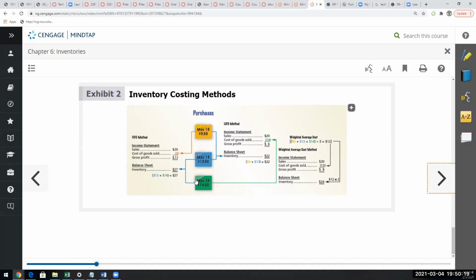And what you need to know is that the income statement and the balance sheet will have a different value, a different number, based on which cost flow you used. And all of them are correct. All three ways give you numbers that are considered accurate, even though they're not the same.